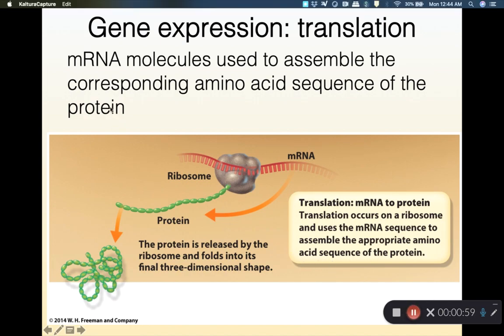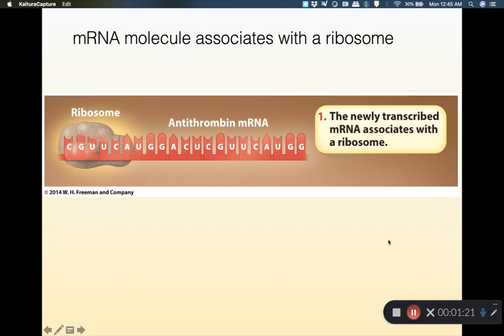And really, the function of mRNA molecules is it's used as a template to assemble the corresponding amino acid sequence. Remember how proteins are a series of amino acid sequences, and that's what then creates our protein structure. And all of this process happens within the very important ribosome.